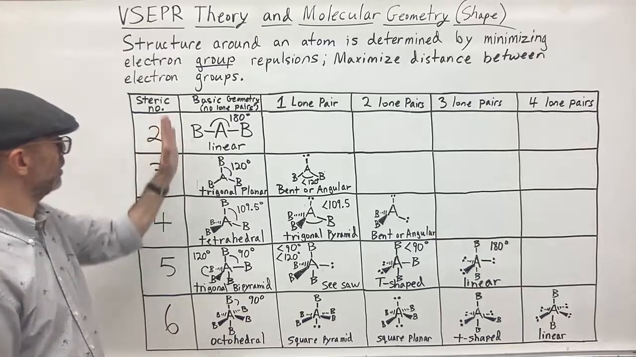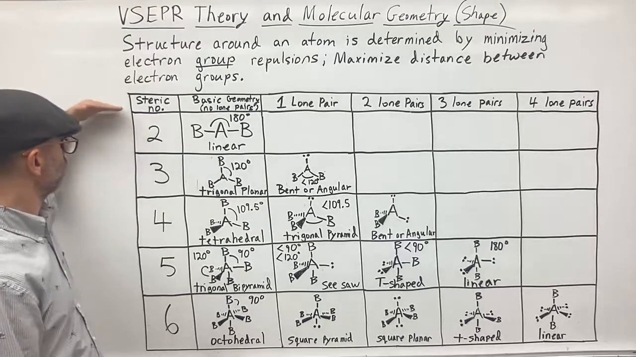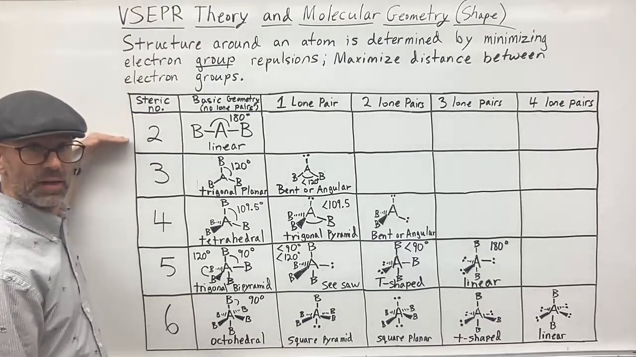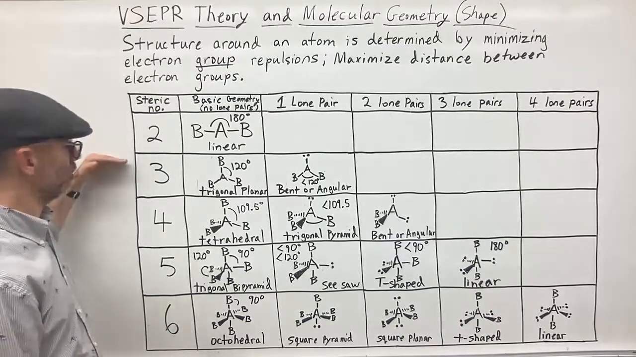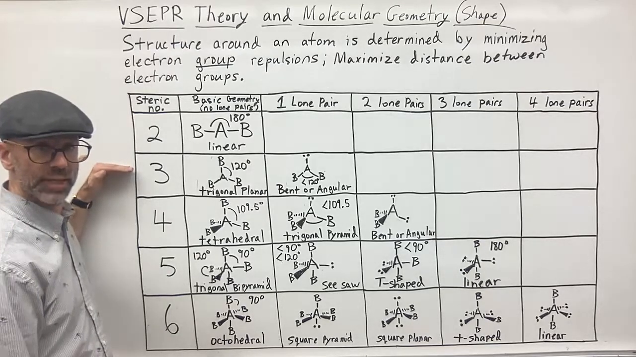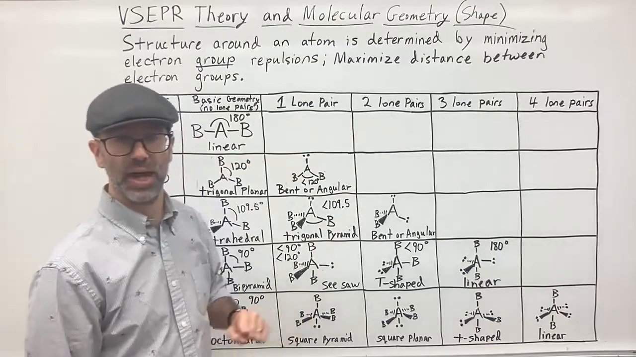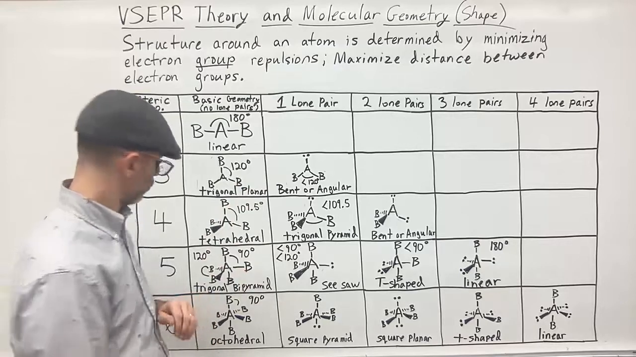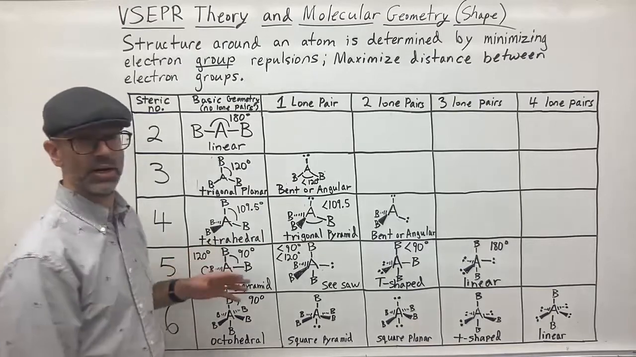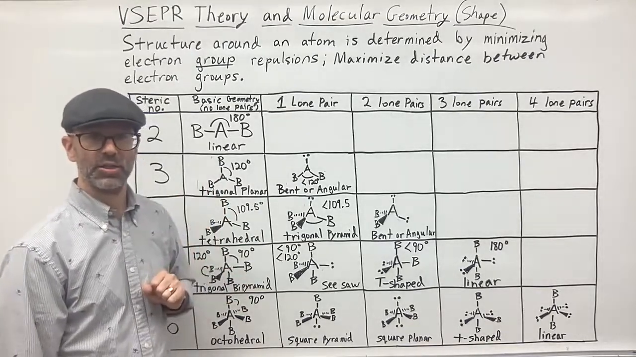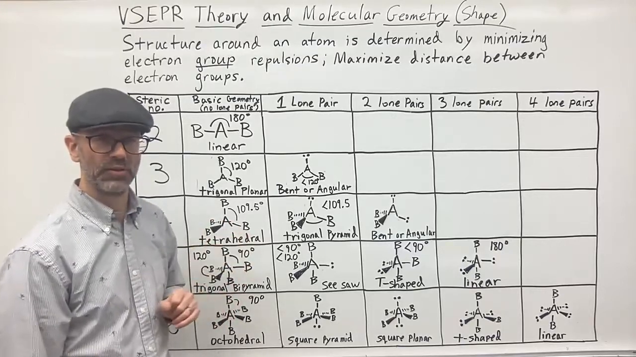The table is broken up into rows. Each row represents shapes that have the same steric number, or number of electron groups around the atom. The columns indicate the number of lone pairs in that molecule or around that central atom. What I want to point out is that there are five basic structures that you really need to know. The rest of it comes from those basic structures.